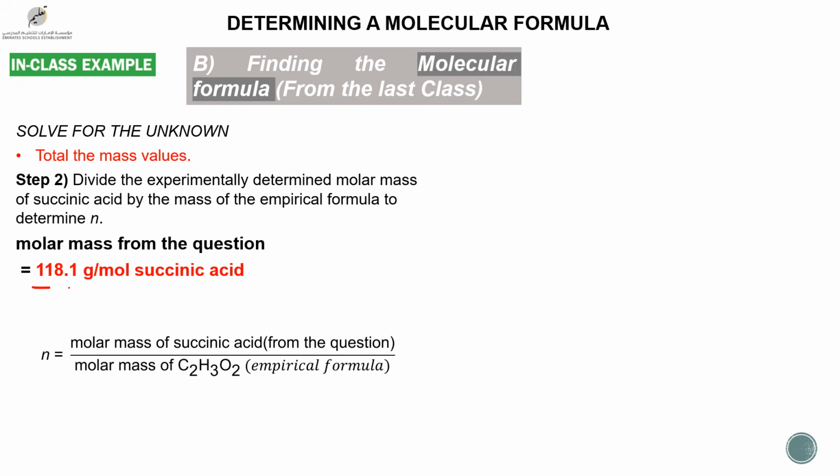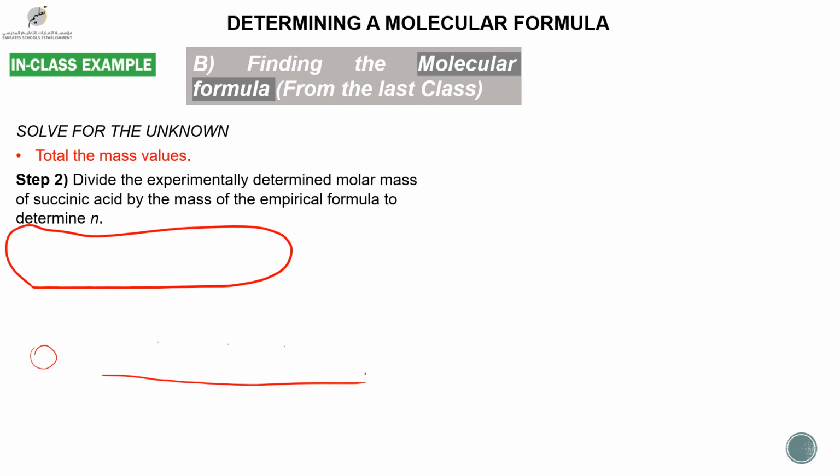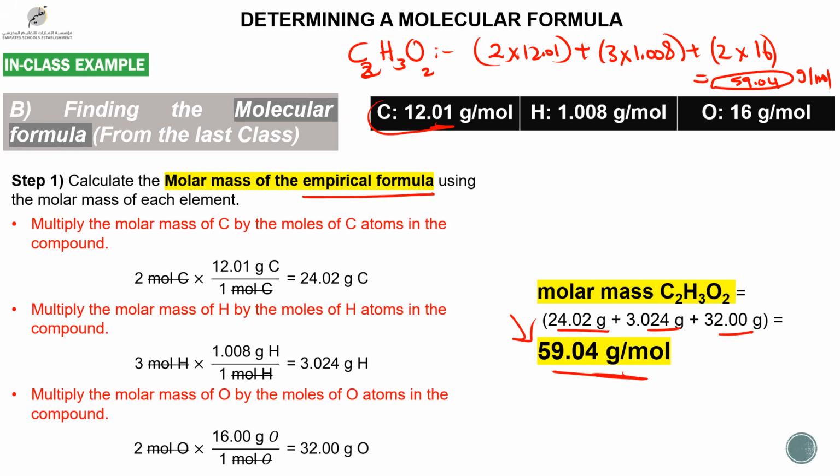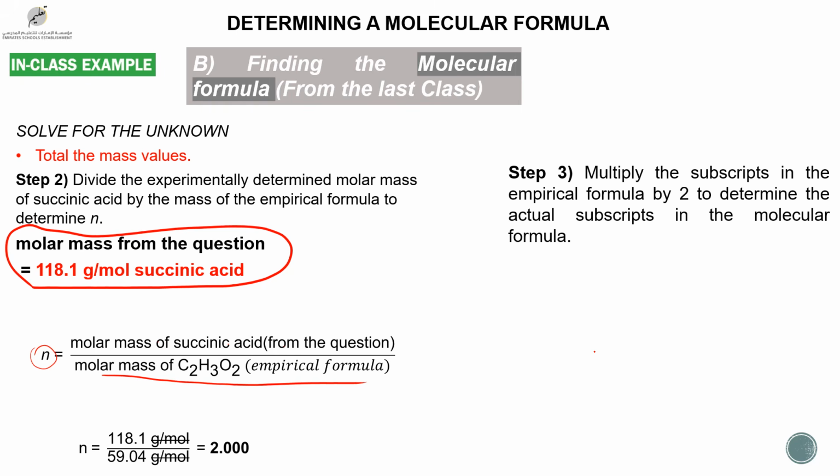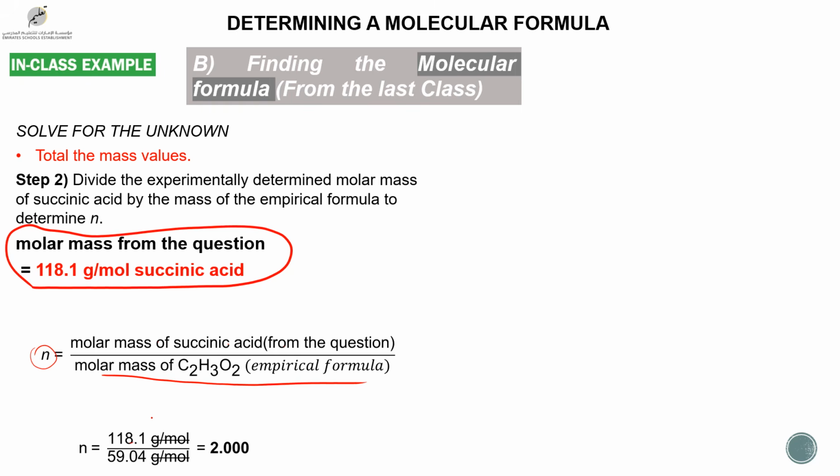So this one was given to us in the question, right? So we need to find n, which is a multiple. We divide the molar mass of succinic acid by the molar mass of the empirical formula that we calculated a moment ago on the previous page, which is this one. So we divide 118.1, given from the question, by 59.04, which we calculated. We get 2.